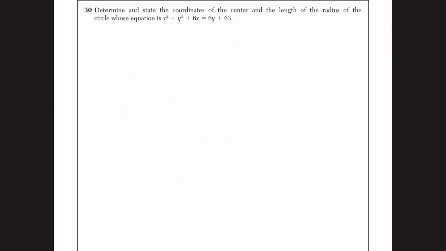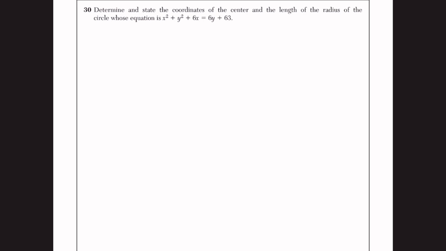Question 30. Determine and state the coordinates of the center and the length of the radius of the circle whose equation is x squared plus y squared plus 6x equals 6y plus 63. So basically what this question is saying is we use this equation, and from that we need to get the center and also the radius.